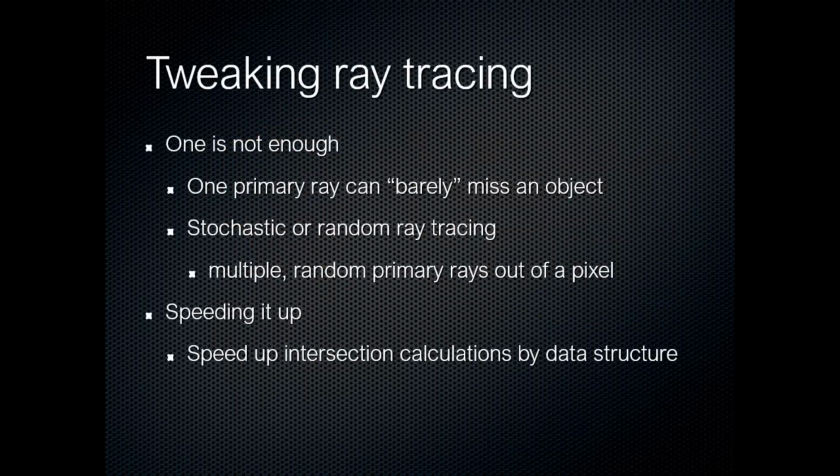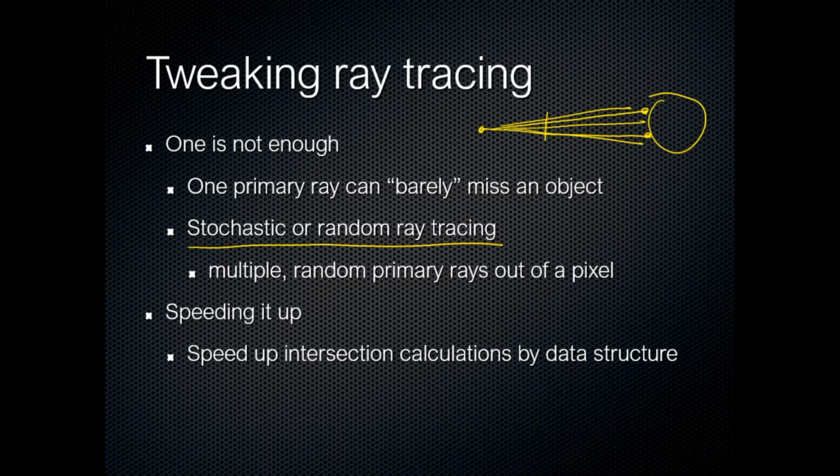Now, tweaking ray tracing: one ray is not enough, because if we have a pixel here in our image, and we have some object in the scene, we send one ray out, we might hit there. We send another ray out, we might hit there. So what we generally do now is stochastic or random ray tracing. We may send out lots of rays from one pixel. It will sample what it sees and compute that, and so this pixel will be an average of everything. So most ray tracers now are stochastic.